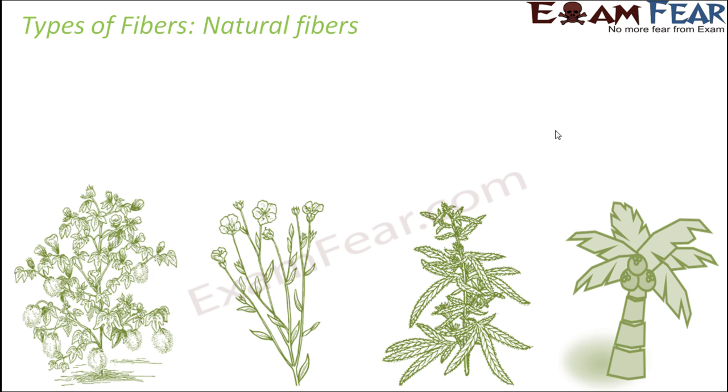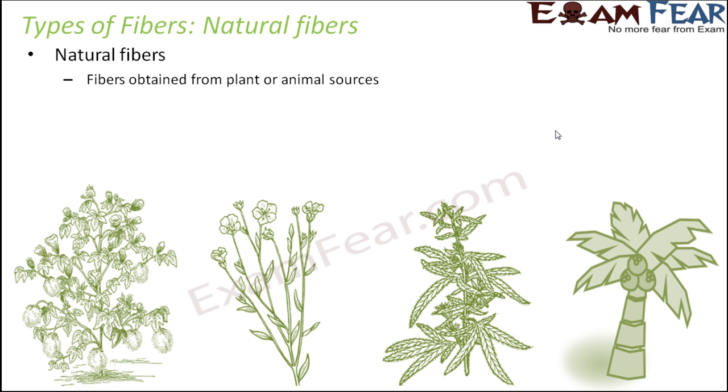Now when we talk about fibers, there are two types of fibers: natural fibers and artificial fibers. Natural means anything that exists in nature on its own. So we do not create it. These kinds of fibers just exist in nature. They are either obtained from plants or animals. Let me give you some examples.